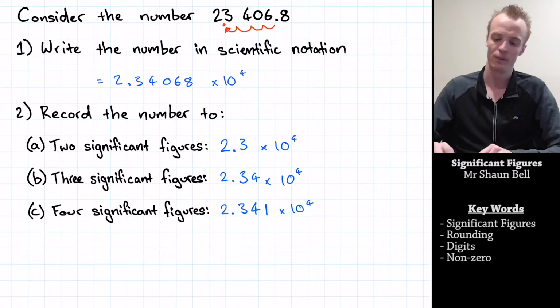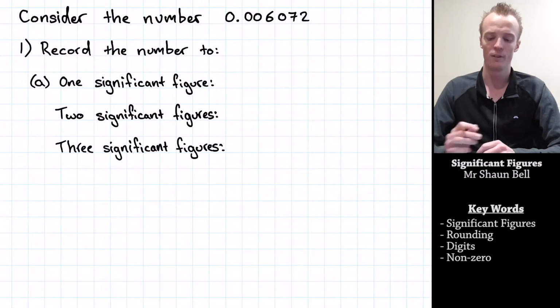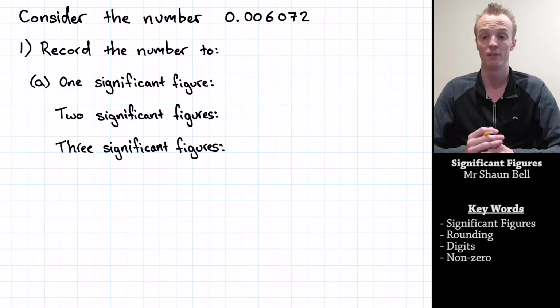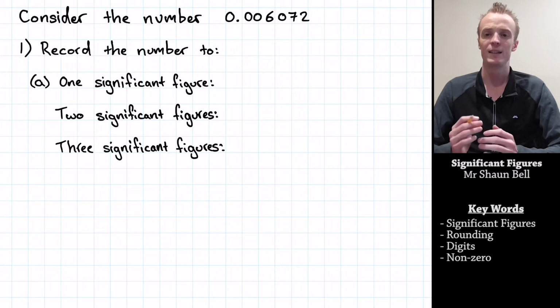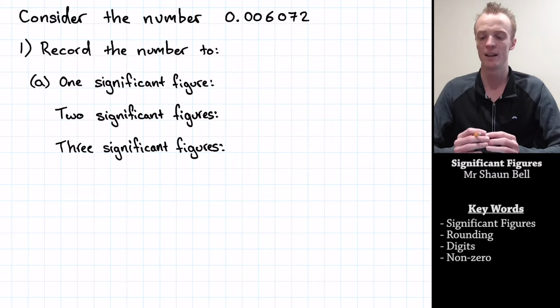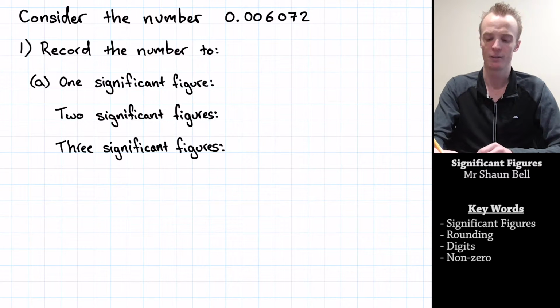But how about small numbers? Well, let's take a look. What if I've got the decimal 0.006072 and I want to record it to 1 significant figure? Now our first significant figure is the first non-zero digit in our number. In this case, this 0 isn't significant, this 0 isn't significant, this 0 isn't significant, so our first significant figure is the first non-zero digit in our number, which is 6.